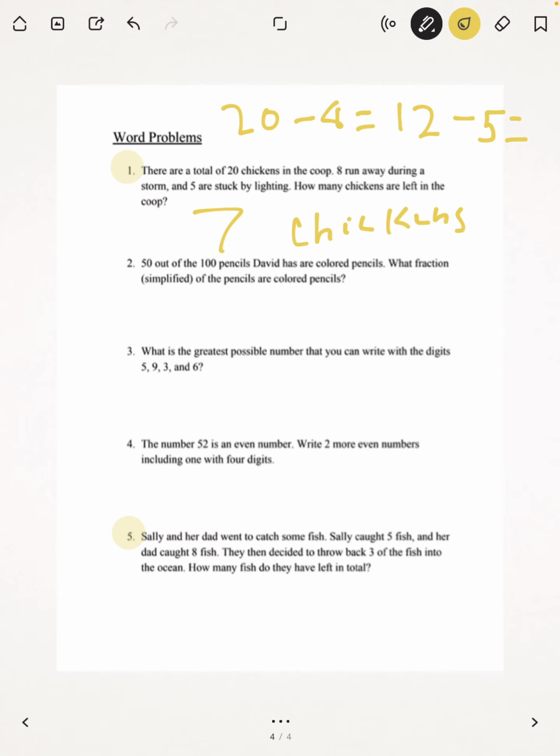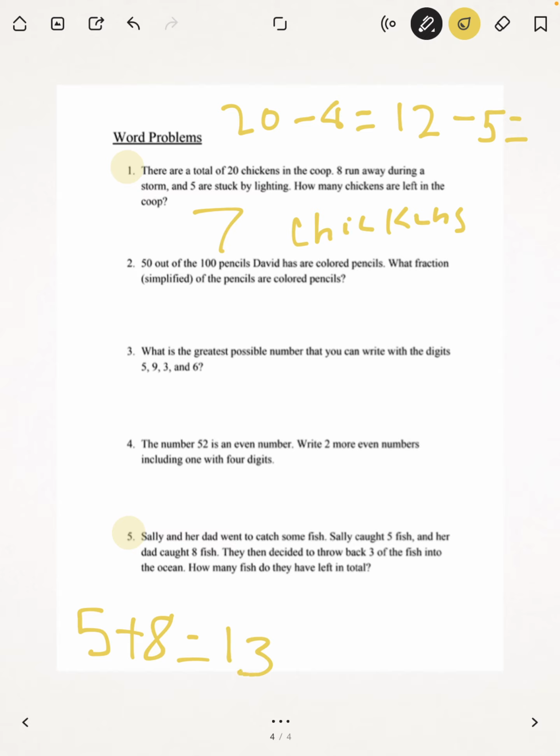Okay, Sally and her dad went to catch some fish. Sally caught 5 fish, and her dad caught 8 fish. They decided to throw back three of their fish into the ocean. How many fish are left in total? So, Sally caught 5 fish, and then her dad caught 8 fish. So we have to add that first, which equals 13.